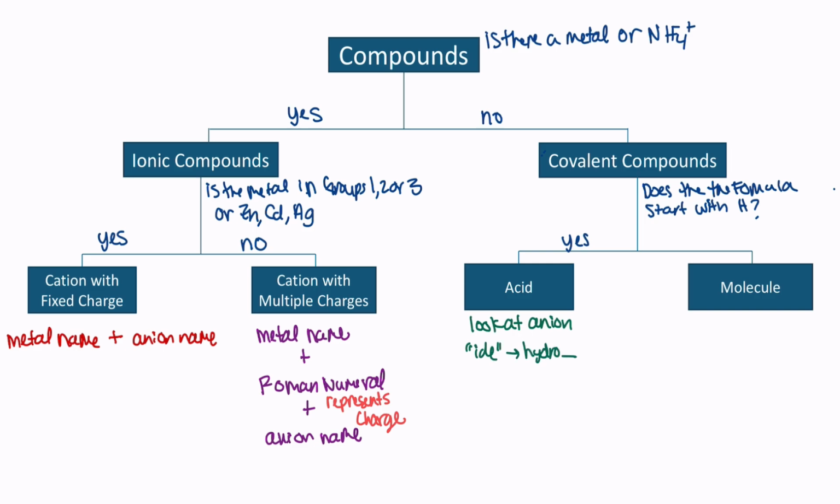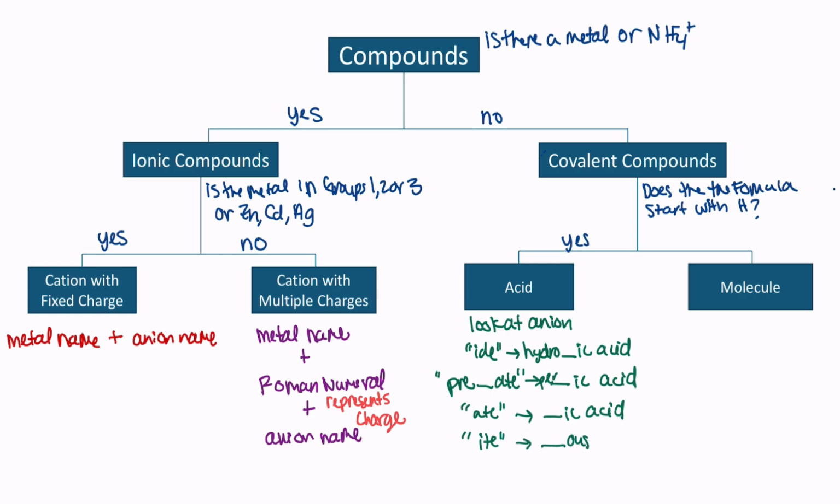it is a hydro-ic acid. If the anion has the prefix "per" and then "ate," it is going to be a per-ic acid. If the anion ends with "ate," then you have an ic acid. If the anion ends with "ite," then you have an us acid. And finally, if you have an anion that starts with hypo and ends with "ite," you have a hypo-us acid.